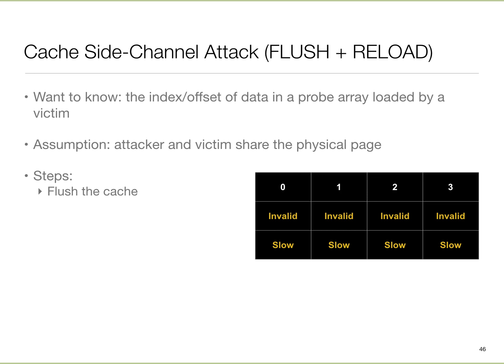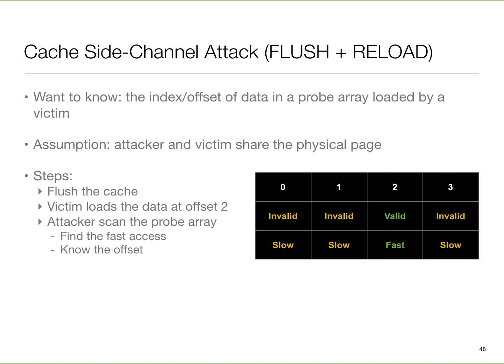So we'll start with the assumption, and again, like I said, this is one of the places where I don't personally know how to do it: attacker and victim can share the same physical page. Then the idea is we are going to flush the cache. So the cache is empty, and therefore every set in the cache is going to be slow if we were to access it. Then the victim loads the data at offset 2. So what will happen is that as a consequence, that location becomes valid, and therefore it becomes fast to access.